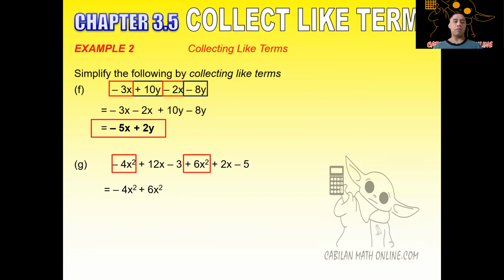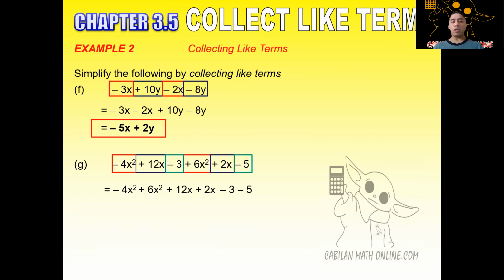Now this 12x, which I'm going to box in blue, is an unlike term compared to the x squared, because this x has an exponent of 1. So the only term there that has an x is going to be the 2x here. So I'm going to group those two together. And again, you always group numbers together. So we have negative 3 and negative 5, which becomes minus 3 minus 5.